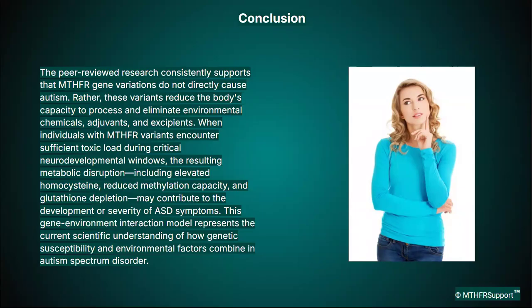The resulting metabolic disruption, including elevated homocysteine, reduced methylation capacity, and glutathione depletion, may contribute to the development or severity of autism spectrum disorder symptoms. This gene environment interaction model represents the current scientific understanding of how genetic susceptibility and environmental factors combine in autism spectrum disorder.